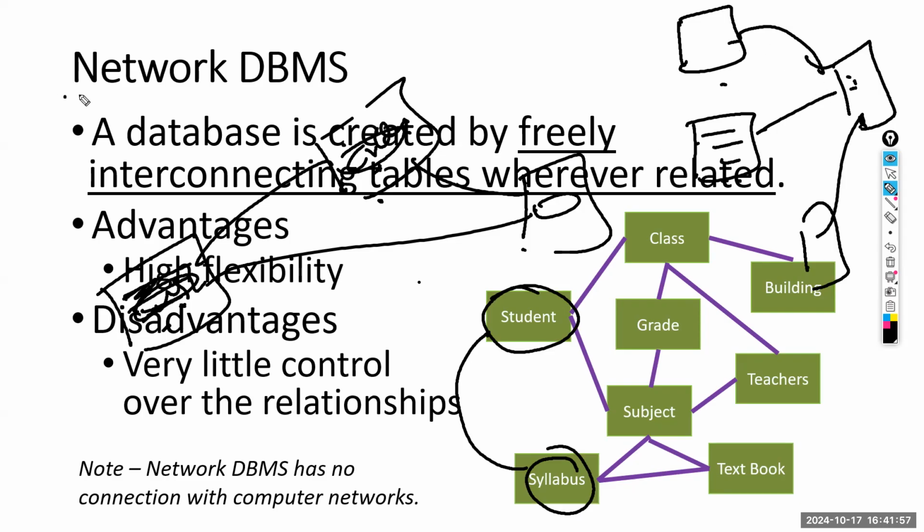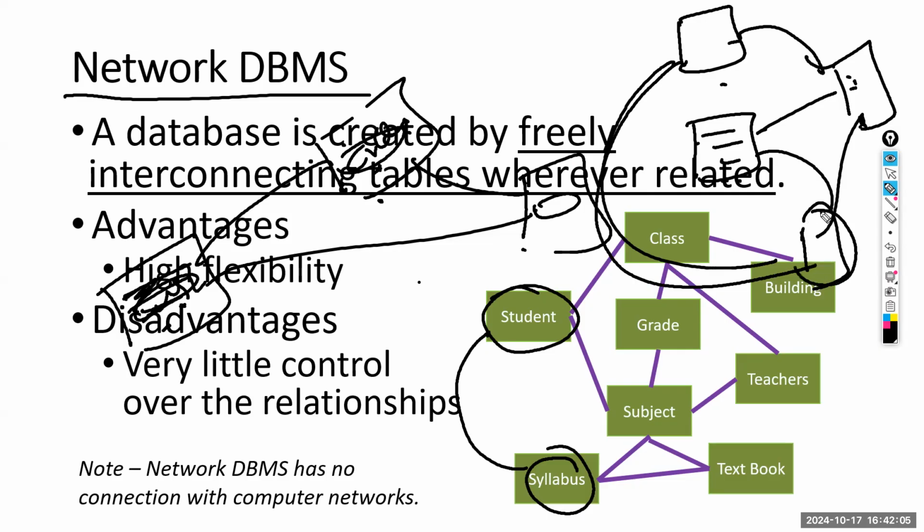So in network DBMSs, you can freely relate these things. Maybe this teacher is related to this exam, is related to this class, is related to this student, and this student is related to this teacher. Sometimes it's too many relationships because there's no restriction. So that is what I mean: if you misuse it, you end up with no control, too many relationships. Whereas in hierarchical databases, too many restrictions, not very efficient.